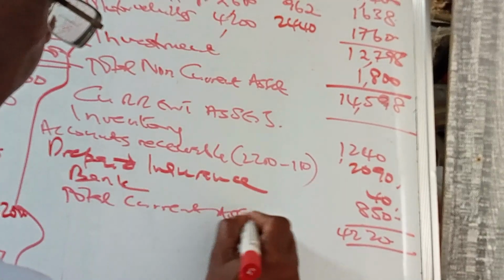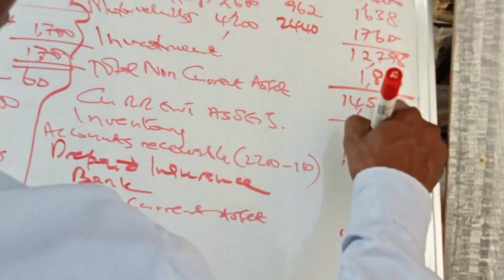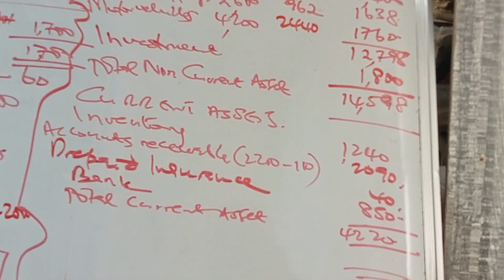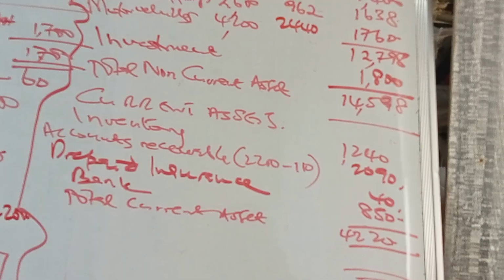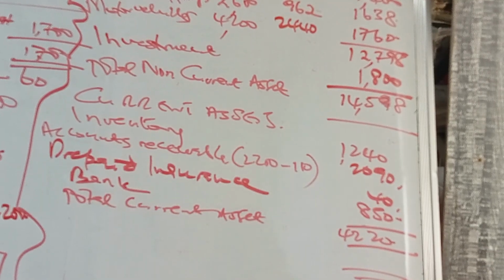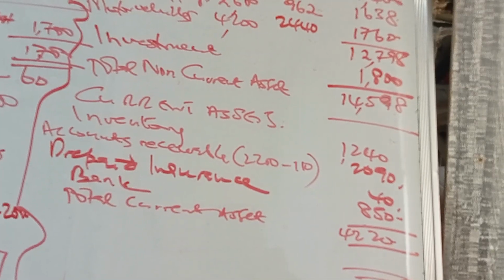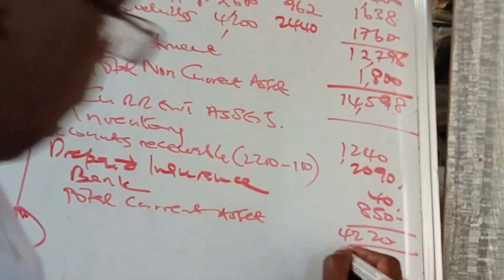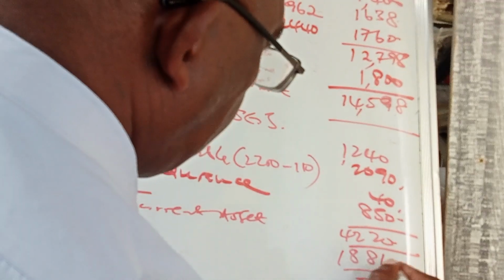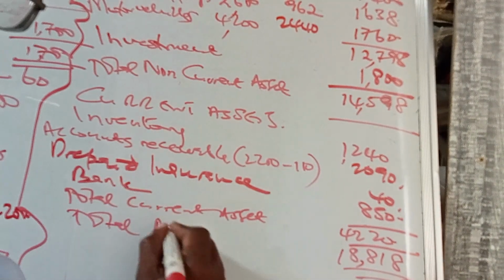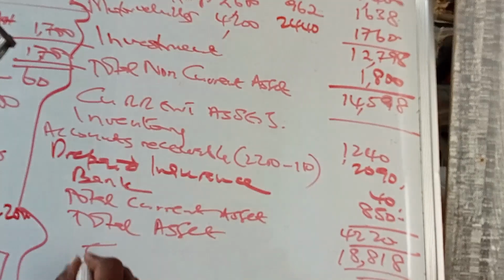If we add total current assets to total non-current assets, 14,598, we get 18,818. Total assets. Then we say financed by.